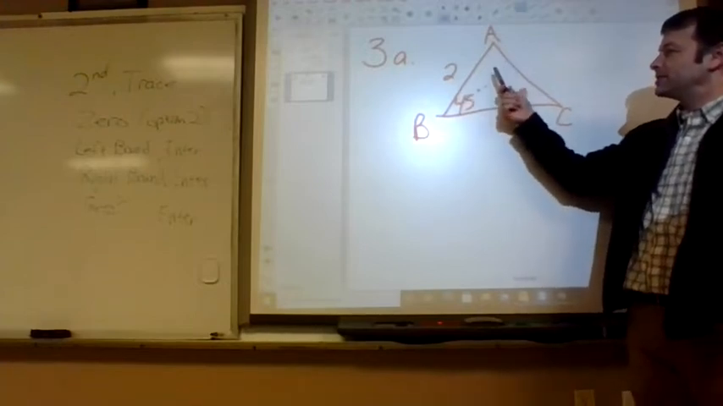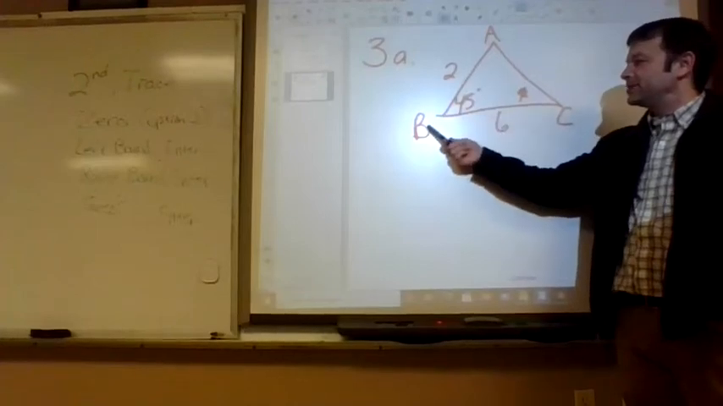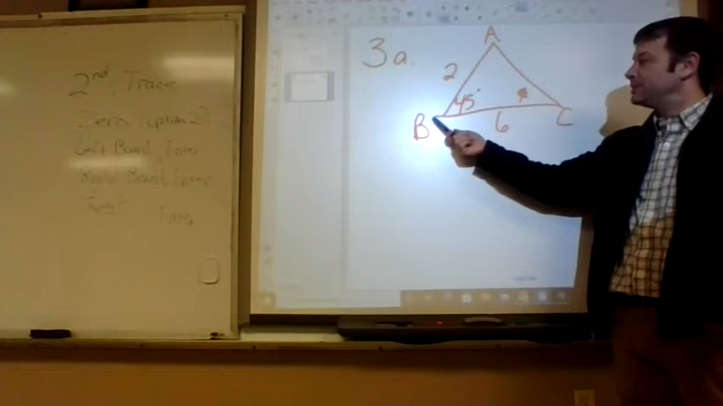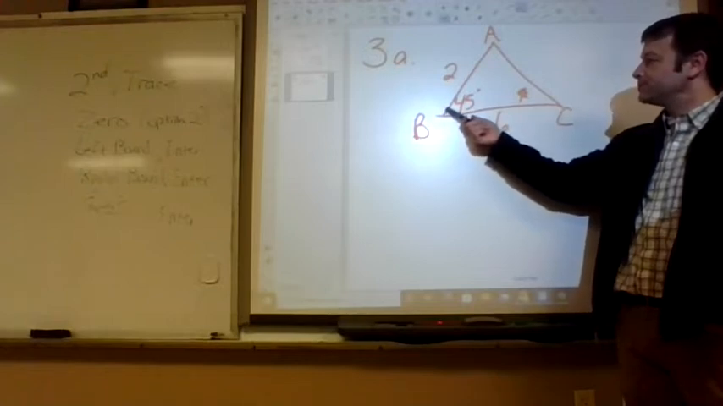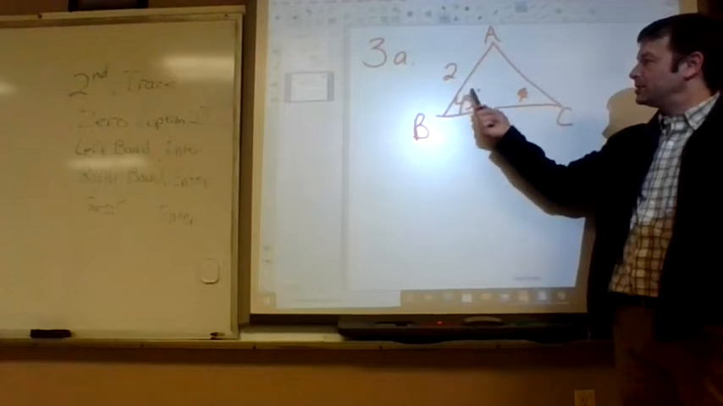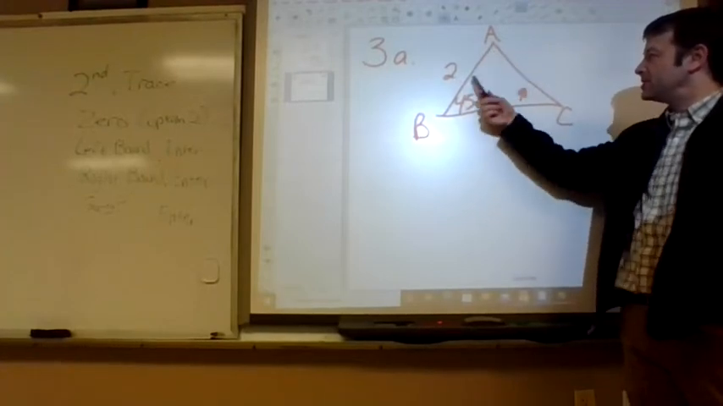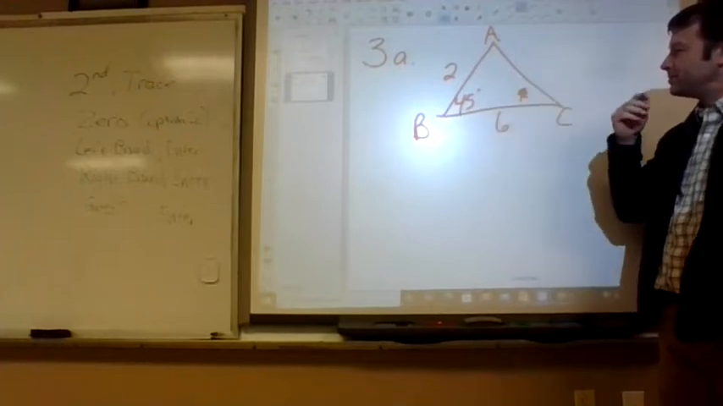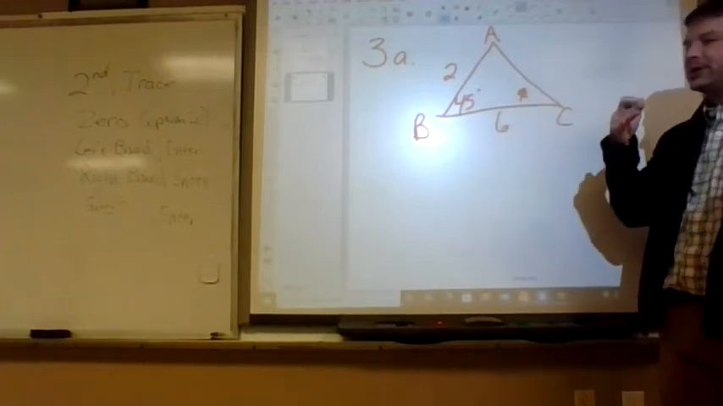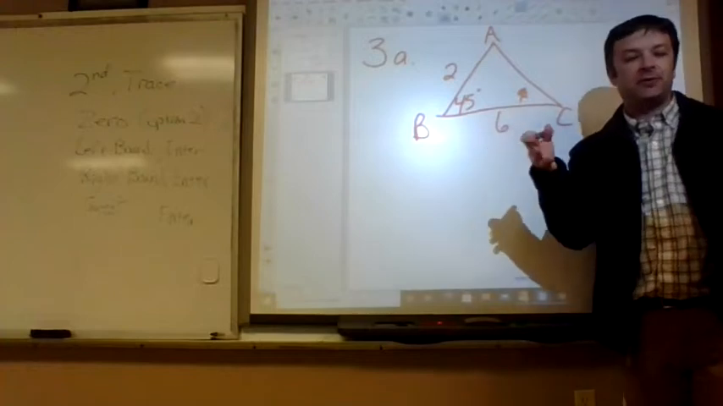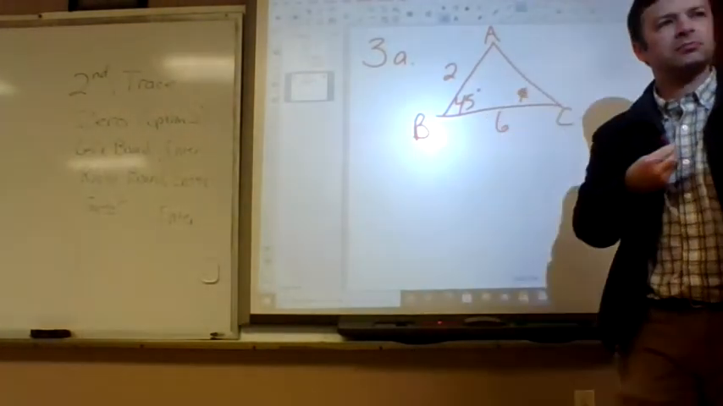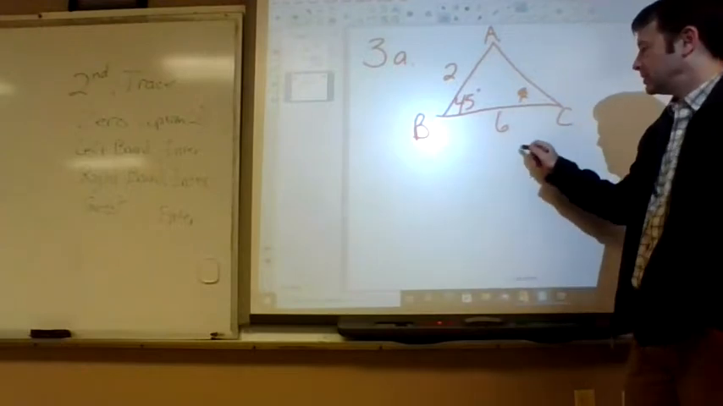I can't think of an easier way to say it. Side A is across from angle A, side C is across from angle C, angle B is across from side B. Anyway, as long as all those A's, B's, and C's are different, you can use side angle side. Wait, so can you write down how you would plug it in?